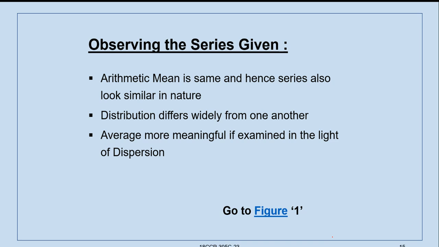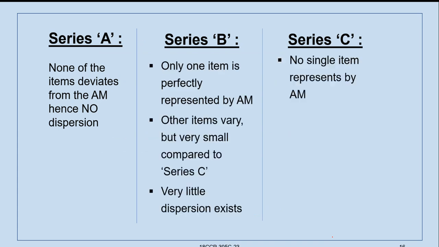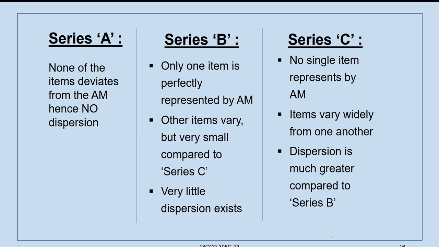Average is more meaningful if examined in the light of dispersion. For all the series, the average is 50 only. But when you go for dispersion, there is some difference in the analysis. Here we will try to compare the series A, B, C. In series A, none of the items deviates from the arithmetic mean, hence no dispersion. There is no dispersion, as I said. In the second series, there is little dispersion.